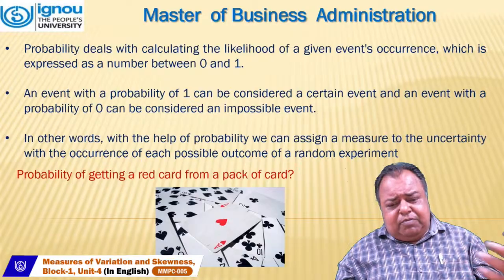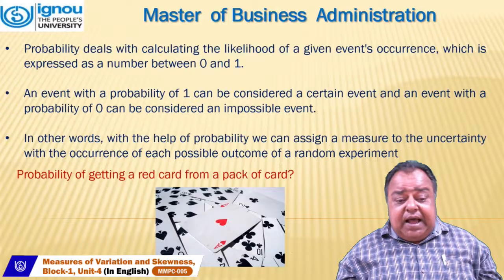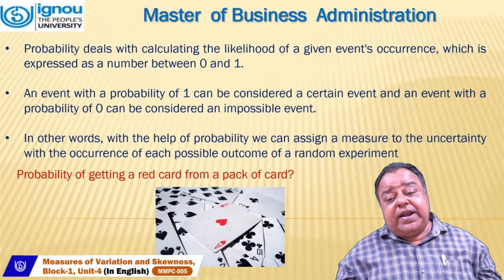In other words, with the help of probability, we can assign a measure to the uncertainty with the occurrence of each possible outcome of a random experiment.